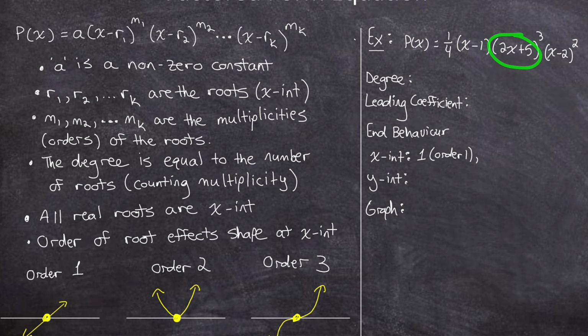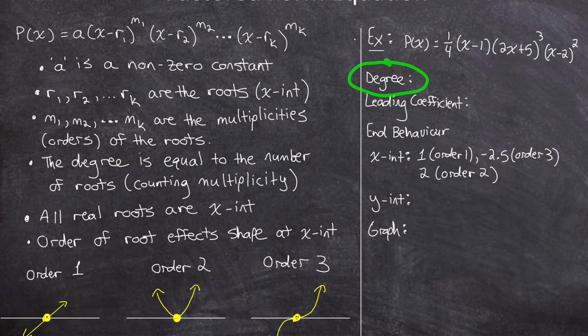This factor could be 0 as well. And if you needed to, you could make yourself a little equation, solve the equation for how it could be 0, and you would figure out it would be 0 if x was negative 5 over 2, which is just negative 2.5. And the factor that creates that 0 is repeated 3 times, which means that x-intercept is order 3. And this factor would be 0 if x was 2, and that factor is repeated 2 times, so the x-intercept of 2 is order 2.